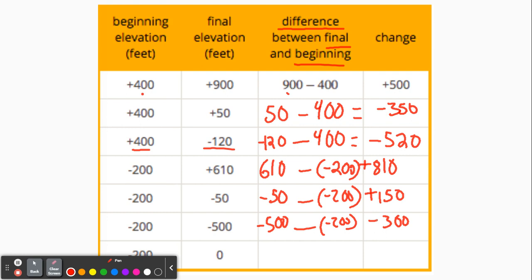All right, and the next one, the last one, my final was negative 200. Oh man, I am really messing up. My final is 0. My beginning was negative 200. And that is a change of positive 200. So now when I started at negative 200, I went up 200 and I finished at 0. All right, make sure you have all those correct.